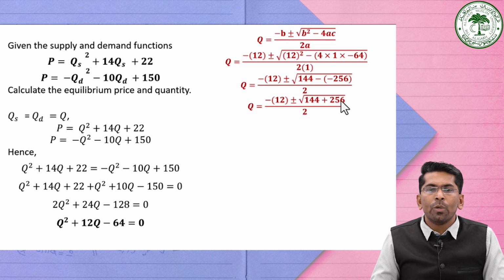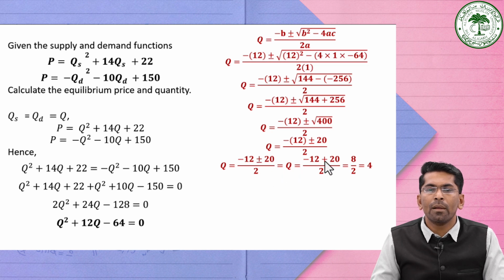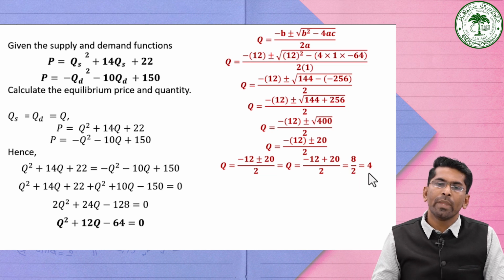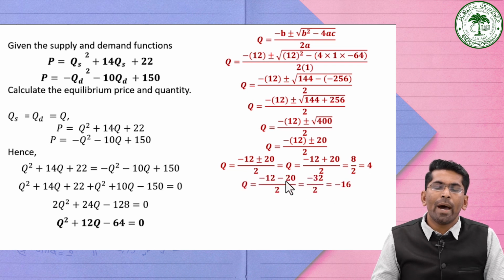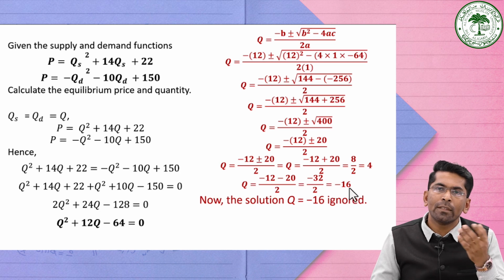If we add these two terms, it becomes the square root of 400 divided by 2. The square root of 400 is nothing but 20. So Q is equal to minus 12 plus or minus 20 divided by 2. Minus 12 plus 20 divided by 2 is 8 divided by 2, which is 4. Similarly, minus 12 minus 20 divided by 2 is minus 32 divided by 2, which is minus 16. Here we are not going to consider Q equal to minus 16 because it shows that output is negative, which is generally not considered.